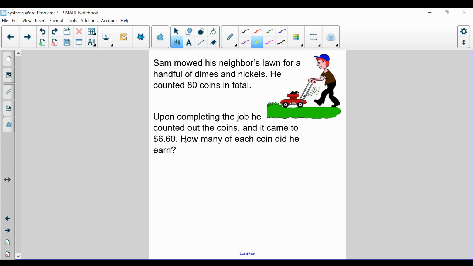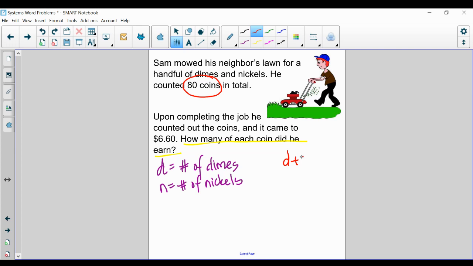So remember what I said, we always want to look at this question to give us clues as to what we do not know. And what we don't know is the number of dimes and the number of nickels. So I'm going to write D as the number of dimes, and N as the number of nickels. Now, I am going to write my two equations. My first equation is going to have to do with the fact that he has 80 coins.